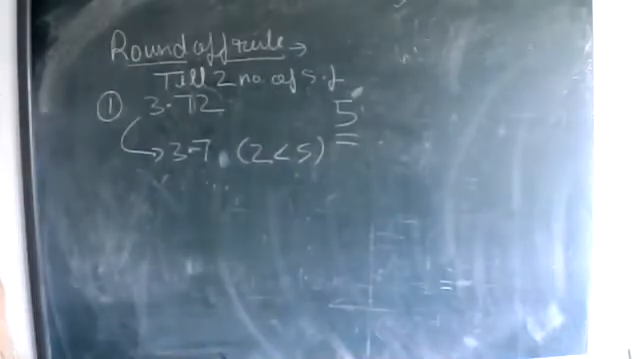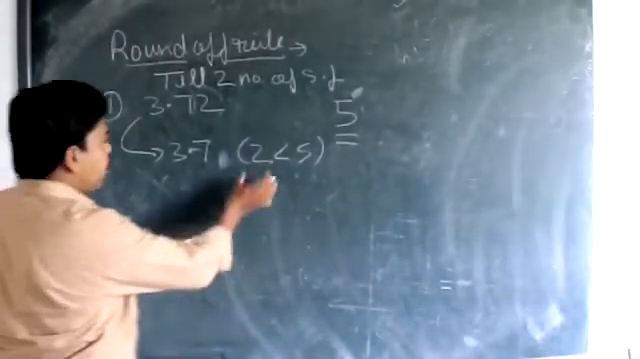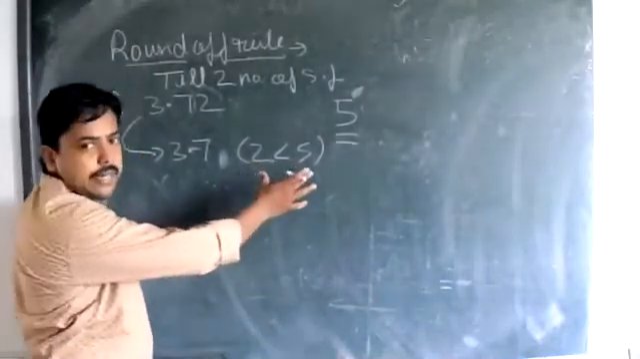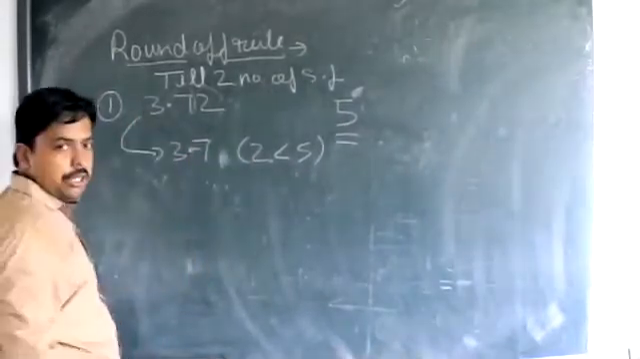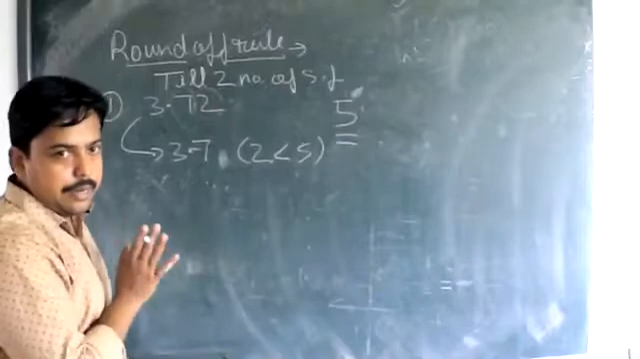So according to the rule of round off, if there is any number which we are replacing and it is less than 5, then the number preceding it will not change. That's what I did here.